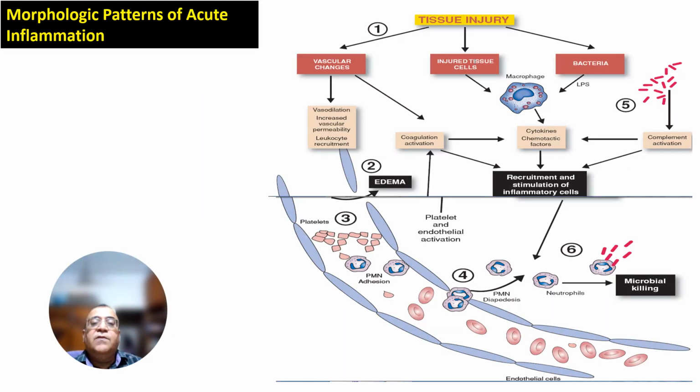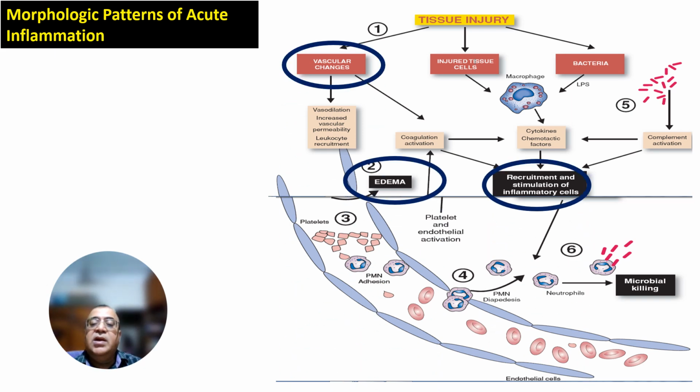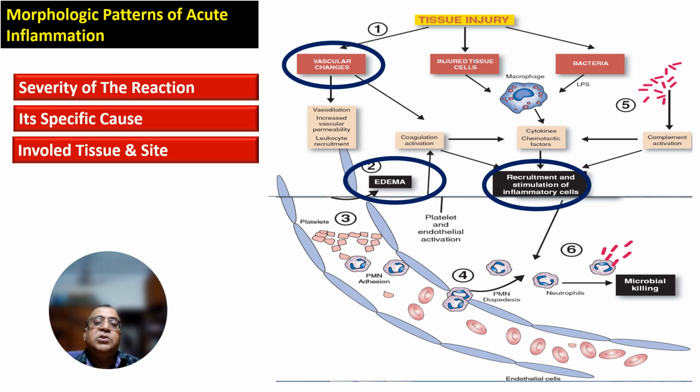The morphologic hallmarks of acute inflammatory reactions are the vascular changes, edema, and the recruitment of more inflammatory cells to combat the inflammatory reaction. There are vascular changes as well as cellular processes. But the microscopic patterns of inflammation depend on the severity of the reaction, the specific cause of the inflammation, and the site and tissue that is involved by this inflammatory process.